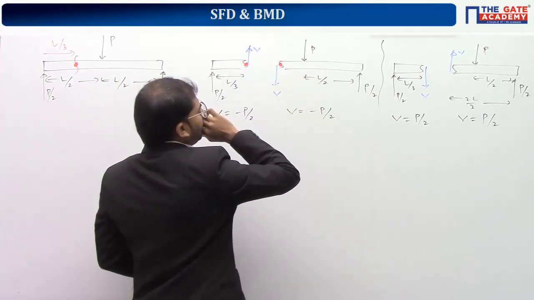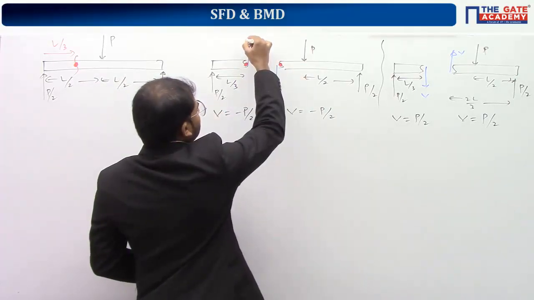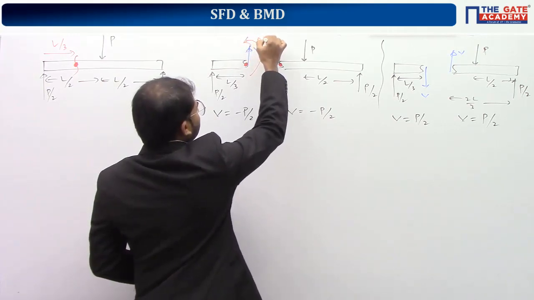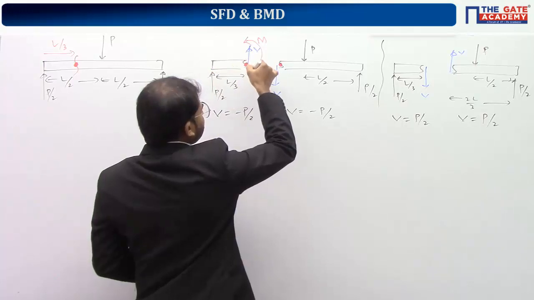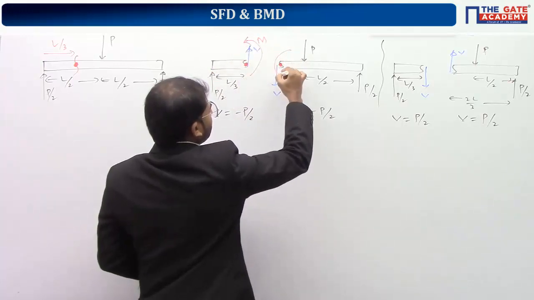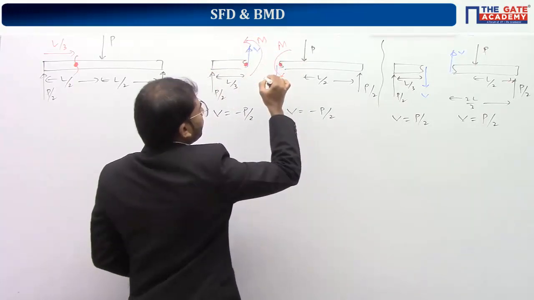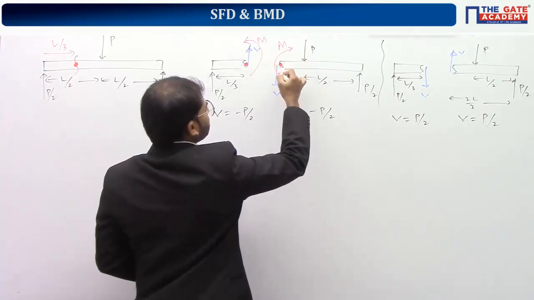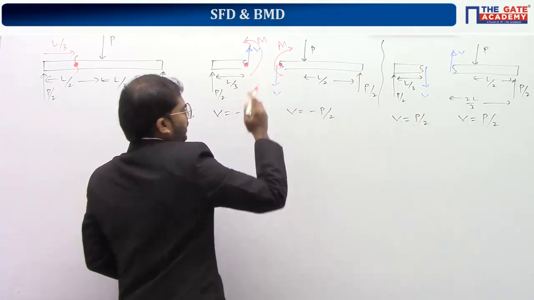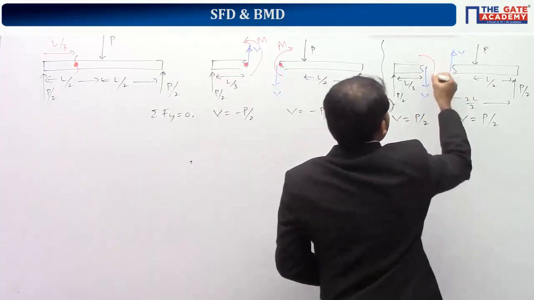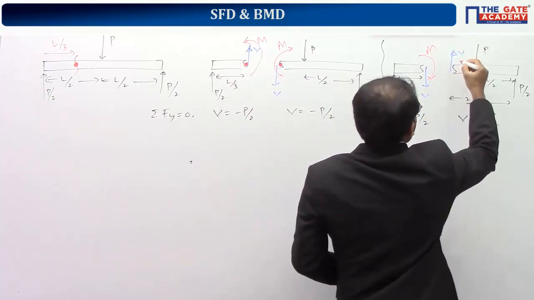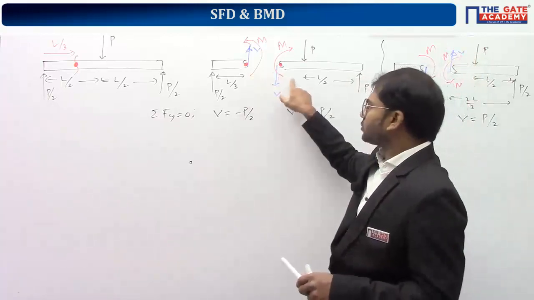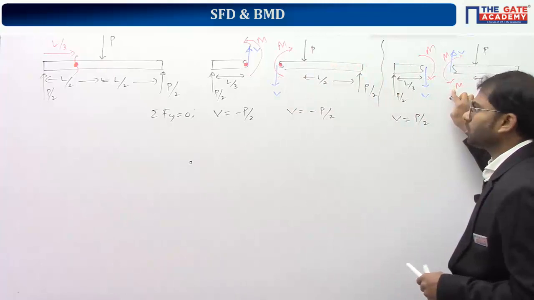Now here, if you take the unknown moment, we can take anti-clockwise on this side. If you are taking anti-clockwise on this side, you should take clockwise on this side. So I took anti-clockwise, clockwise. Here it should become clockwise and anti-clockwise. So here I took anti-clockwise, clockwise; here I took clockwise, anti-clockwise.